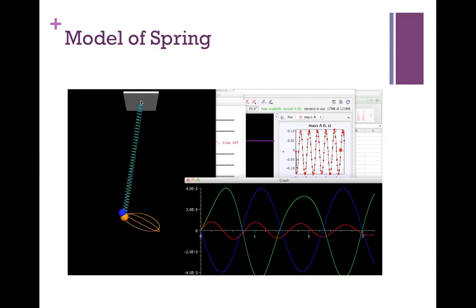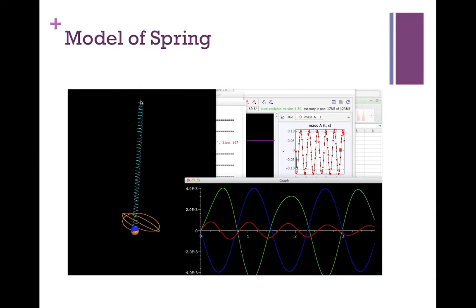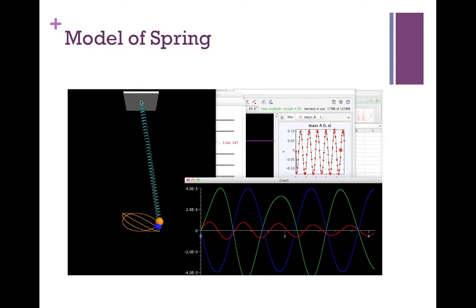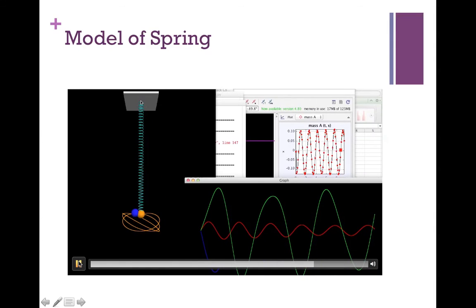You can see that they have the same path, so we know that the spring is behaving just as we would expect it to.